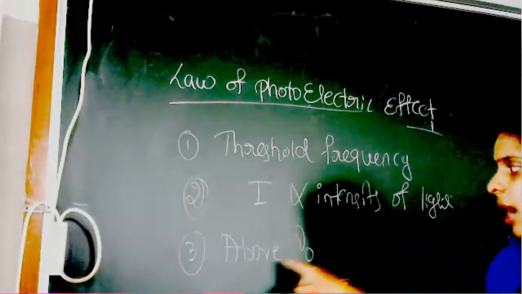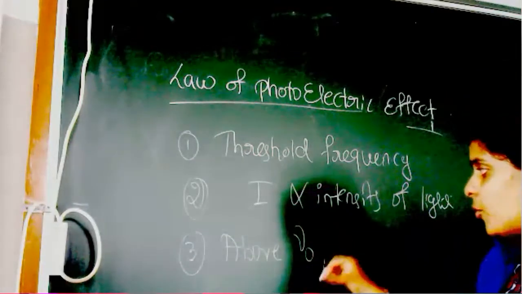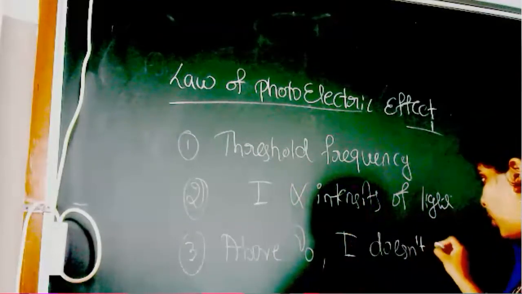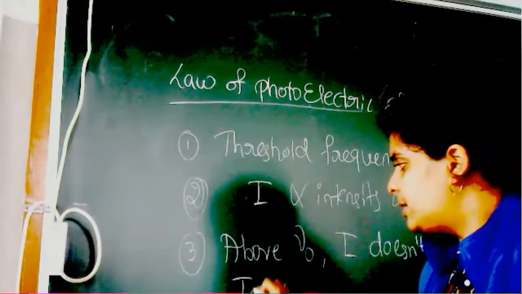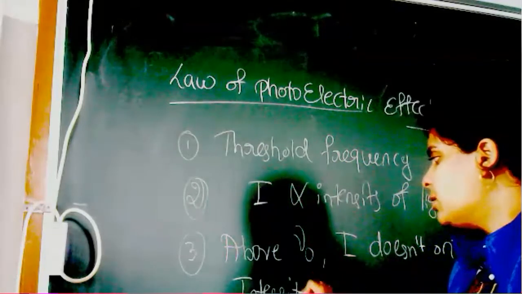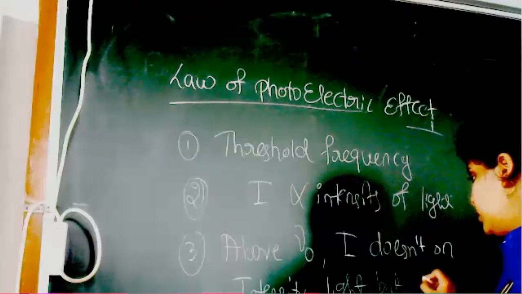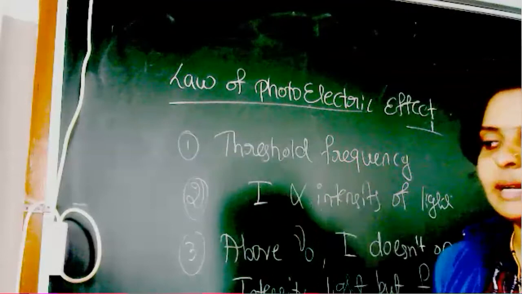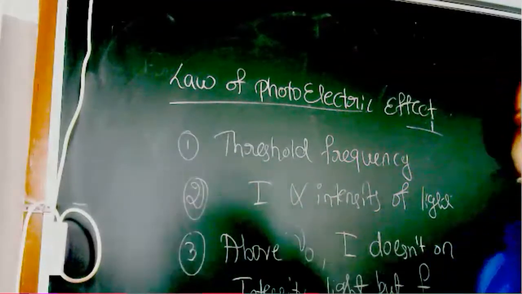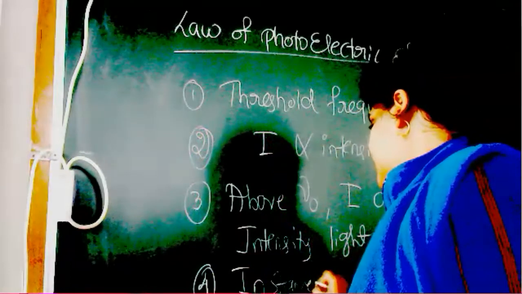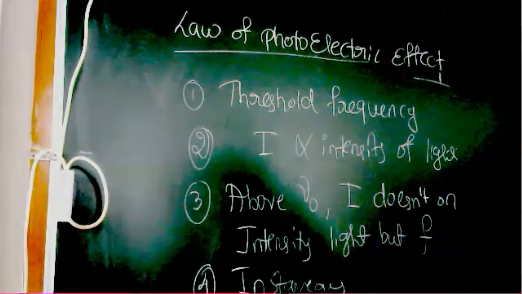Okay, students. So above mu naught, the photoelectric current does not depend on the intensity of light, but it depends on the frequency of light. I hope you are able to see all the points. Then the fourth point is, it is an instantaneous process.